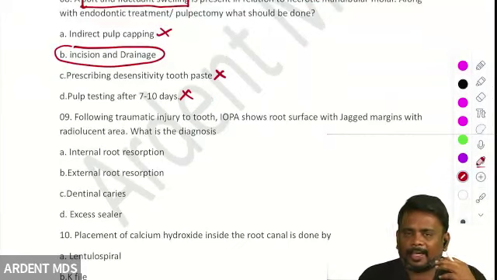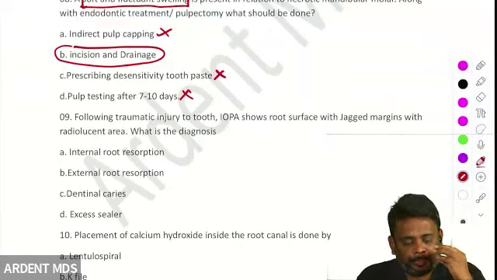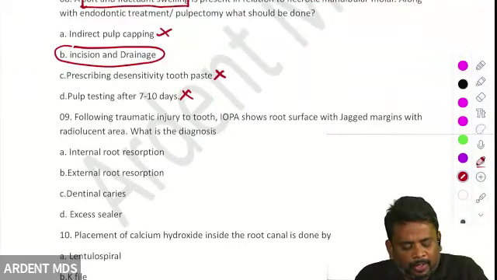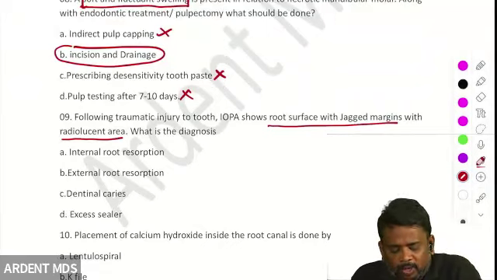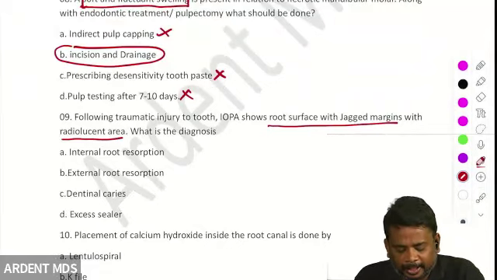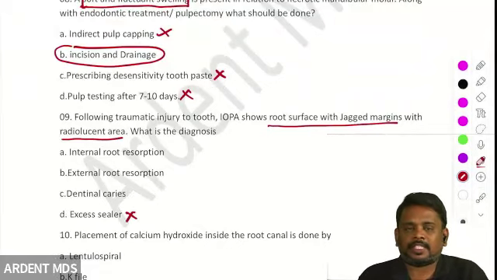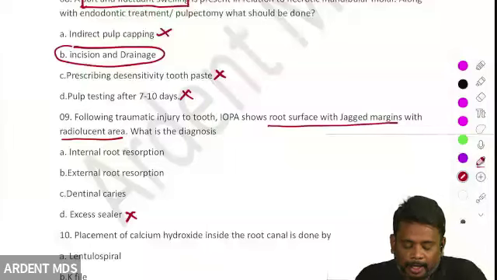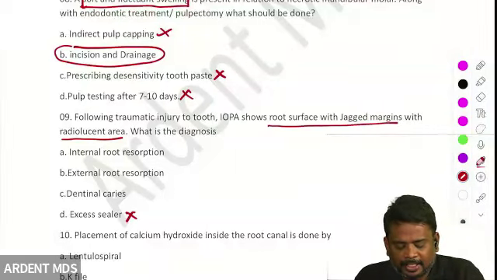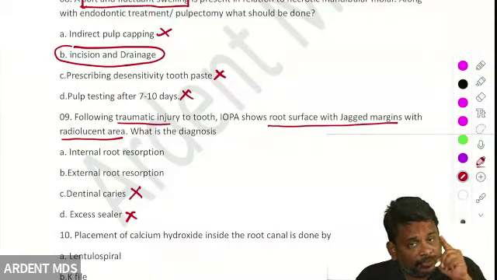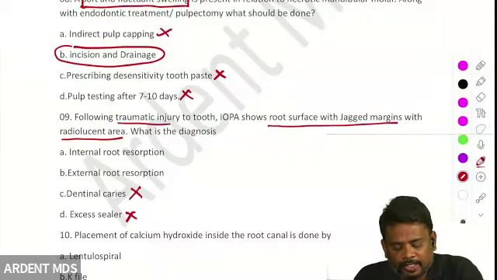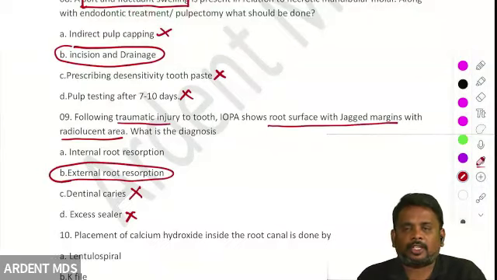So there is a traumatic injury which has happened. After the traumatic injury, the root surface has a jagged margin, that means an irregular margin, with a radiolucent area. Since it is radiolucent, I can eliminate the sealer, because most of the sealers we use today are radiopaque, right? And whether it is dentinal caries, obviously no. So what is the key point here after the traumatic injury? Yes. Since they're talking about the root surface, the answer is external root resorption.